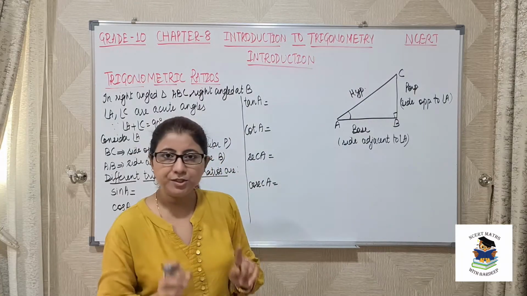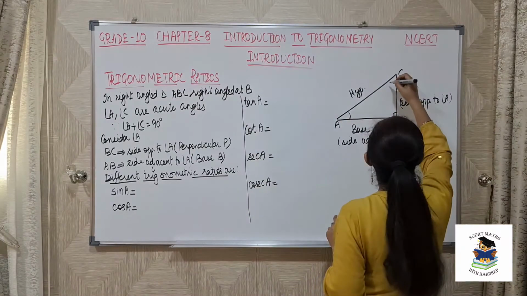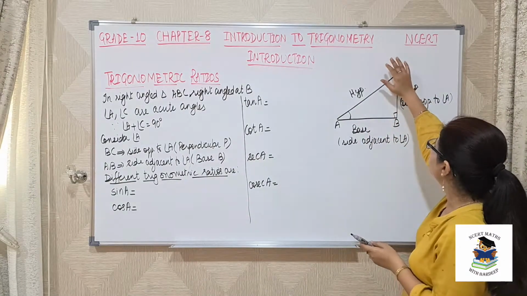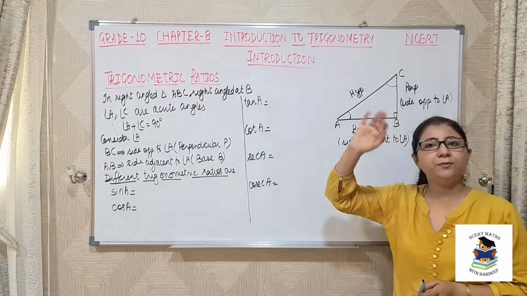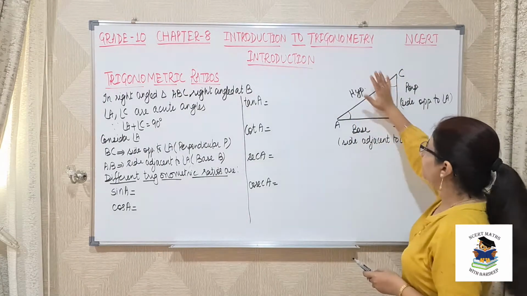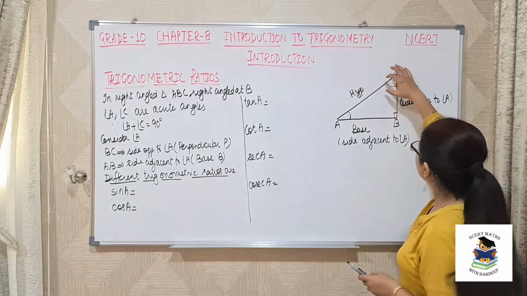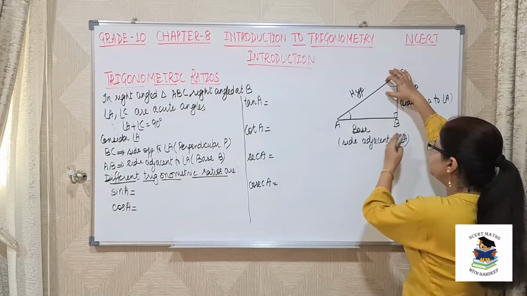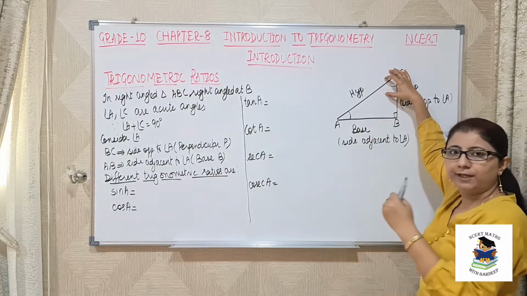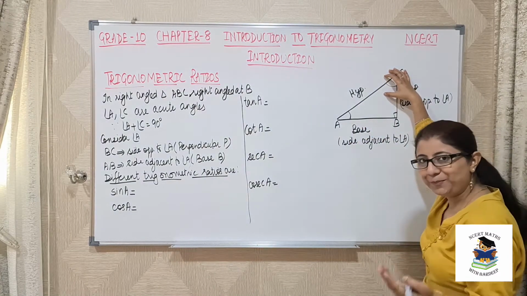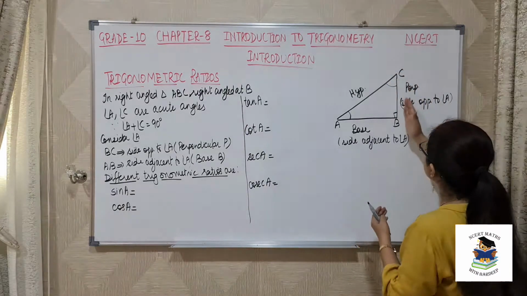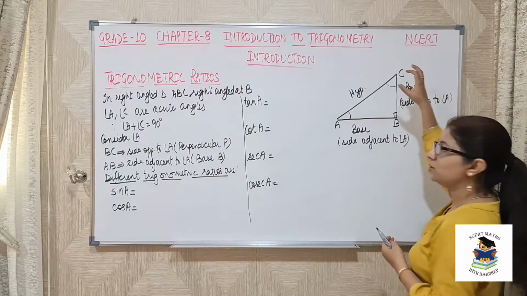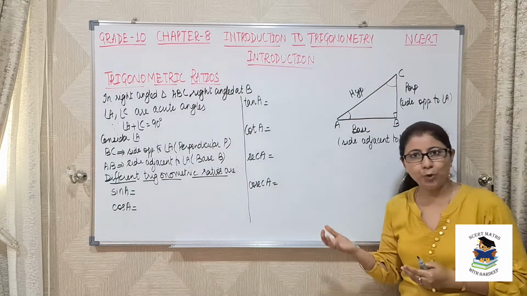But I want to mention another point. If we consider angle C under consideration, then we can see that perpendicular and base will interchange. Again, the hypotenuse will be the same for this angle, which is the opposite side, that is AB. So now AB will be referred to as the opposite side or perpendicular. And this side is adjacent to angle C, so this will be referred to as the base or adjacent side. I hope this is clear.